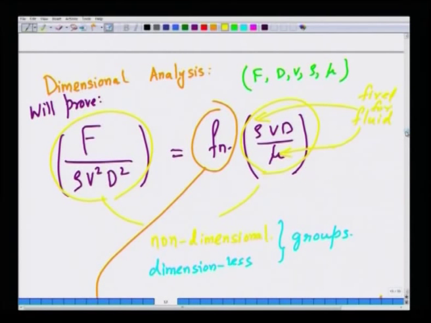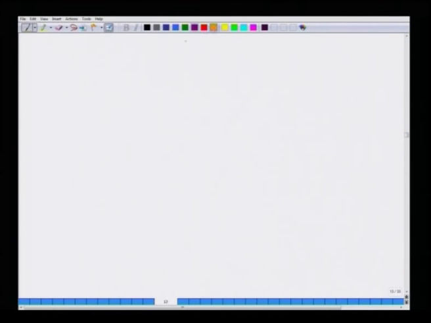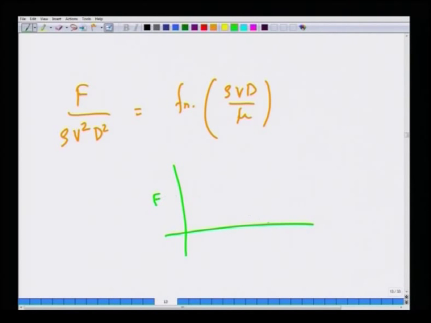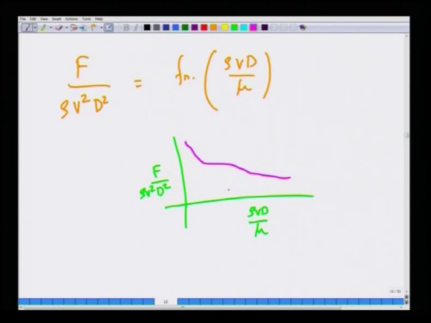So let us say now we have found that F by rho v squared d squared is a function of rho v d by mu. And let us say we have generated how F by rho v squared d squared varies with rho v d by mu. Let us say this is the experimental data. Now, somebody comes and tells you about the motion of a sphere, and let us say we have generated this experimental data with water and steel balls of some, let us say, millimeter diameter.